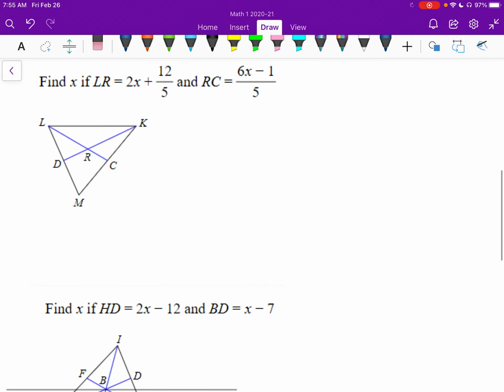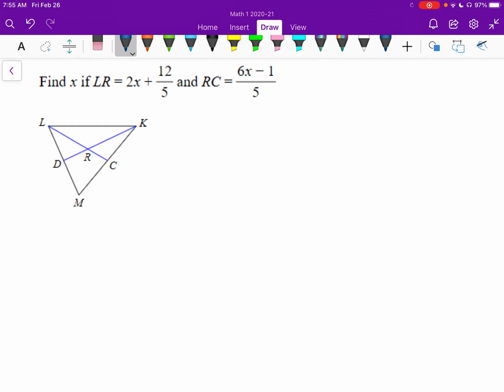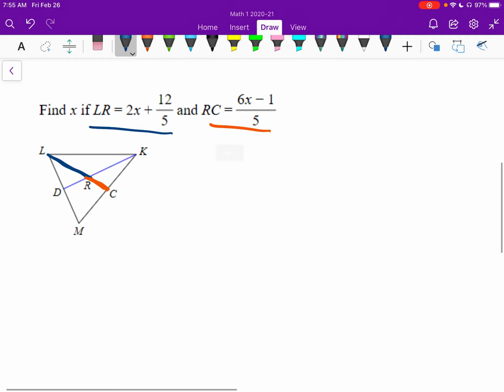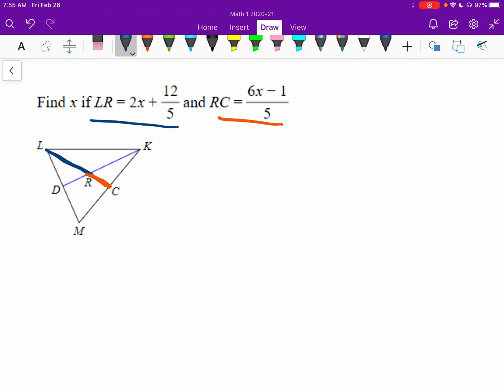Next up, LR is right here. RC is right here. Now there's two ways to approach this. In the last one, I just said that we need to use our A's. We can use A's here. We can say, well, this is 2A and this is A.